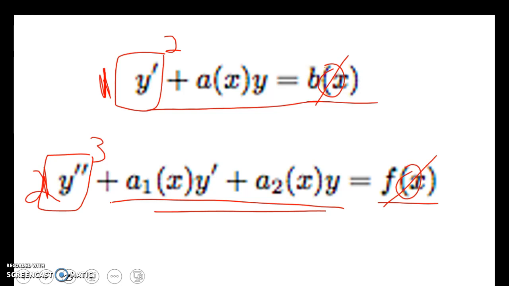One other point: if a1(x) and a2(x) are constant, then we say that equation 2 has constant coefficients, which is helpful in other ways.